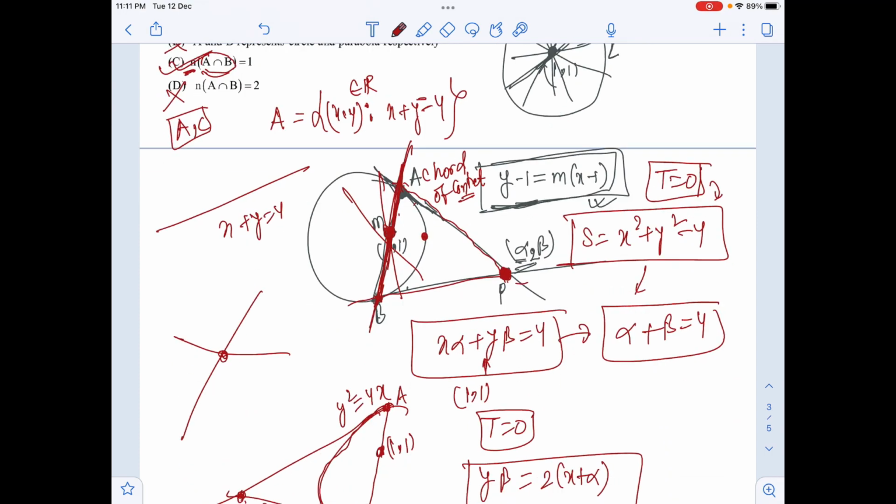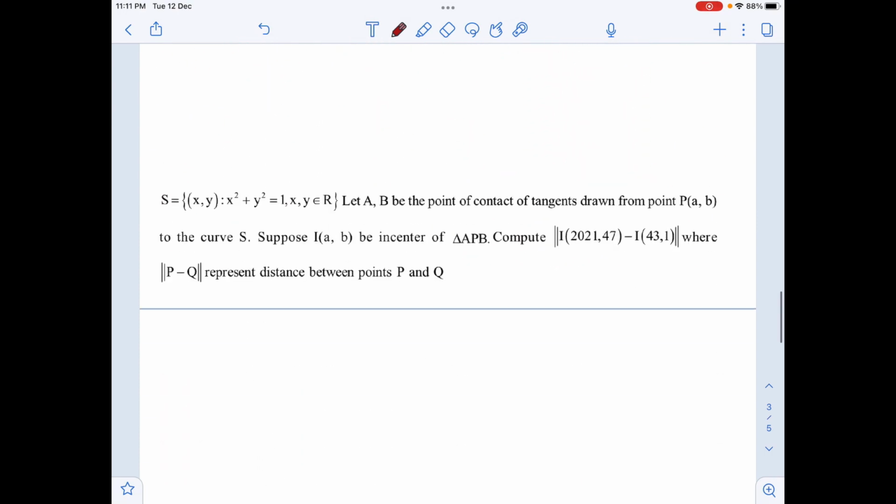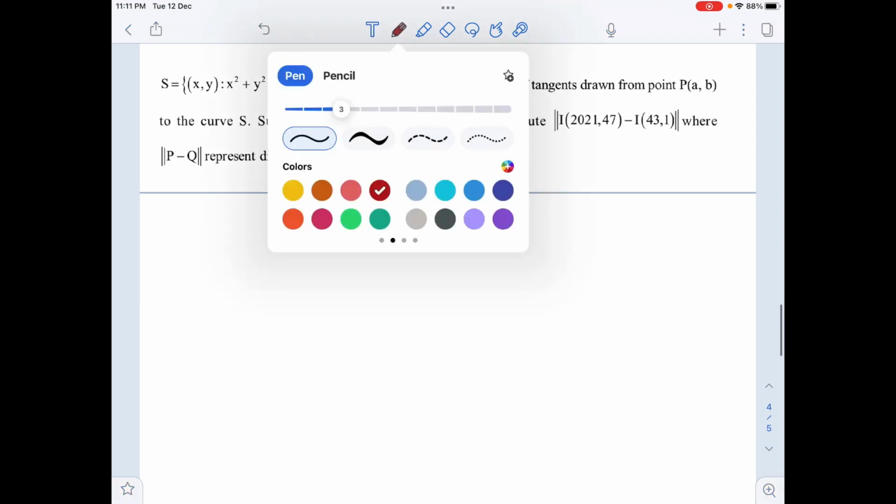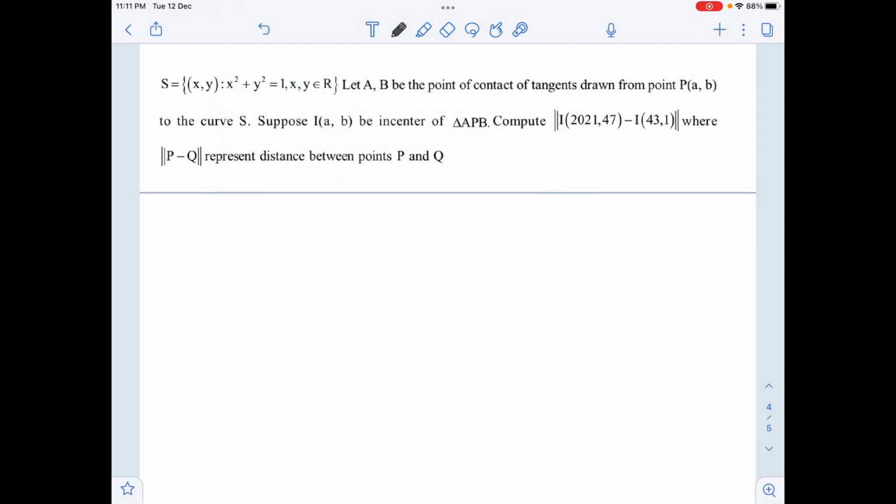So this was your third question, and you learned a lot from this, how to apply the reverse engineering for chord of contact. Let's move on to the next question. This is again a very wonderful, beautiful question.